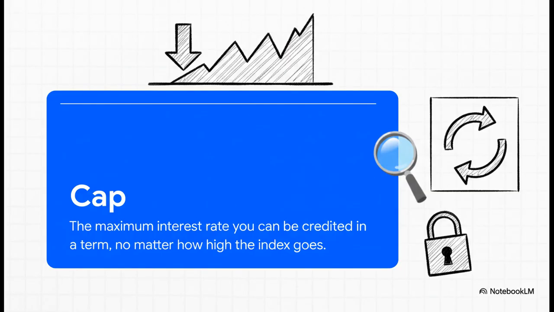All right, the first and most common lever you'll see is the cap. A cap is, well, it's exactly what it sounds like. It's a ceiling on your potential interest for that period. The insurance company sets a maximum rate, and even if the market has a monster year and soars way past that number, your credited interest won't go any higher than the cap.